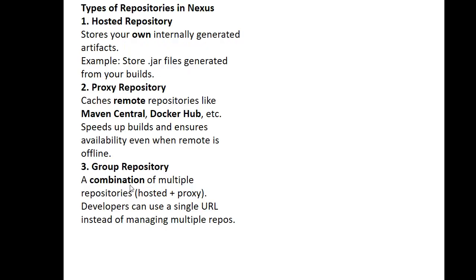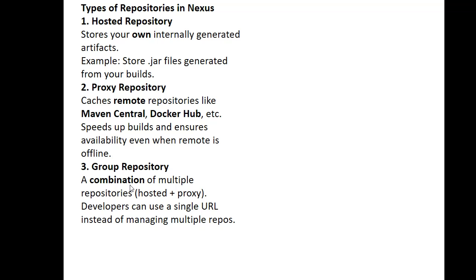Basically, the types of repositories in Nexus. First is the hosted repository. A hosted repository stores your own internally generated artifacts such as jar files. Example: a jar file which is generated using your pom.xml.